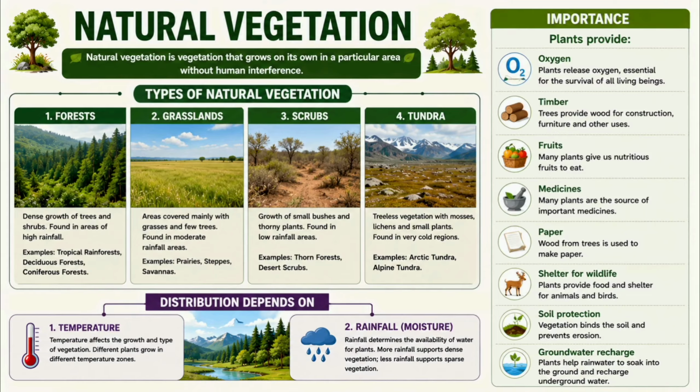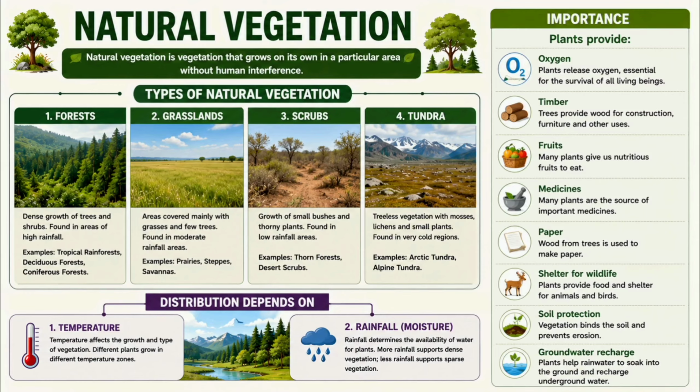Timber provides wood for construction, furniture and other uses. Foods. Many plants give us nutritious foods to use. Medicines. Many plants are the sources of important medicines. Paper. Wood from trees is used to make paper. Shelter for wildlife. Plants provide food and shelter for animals and birds.